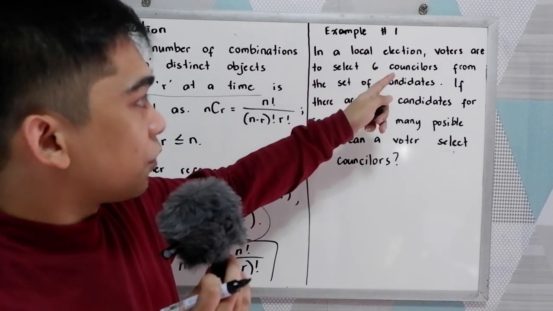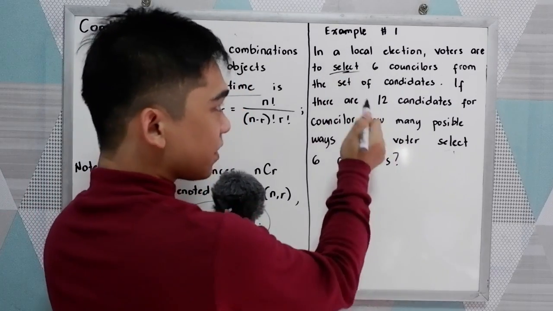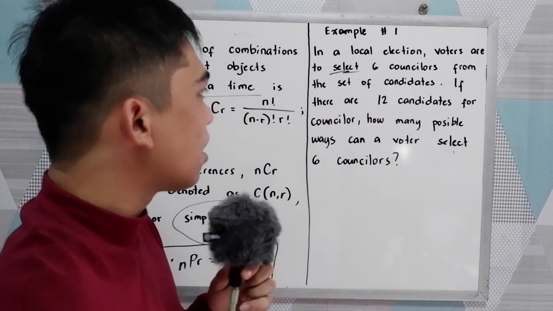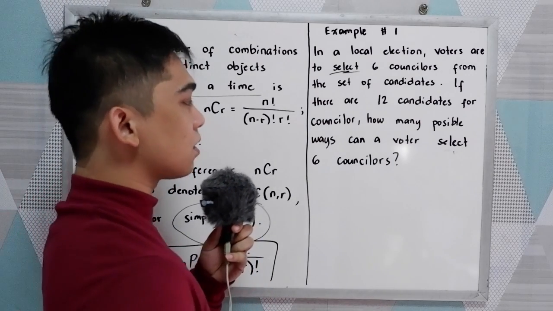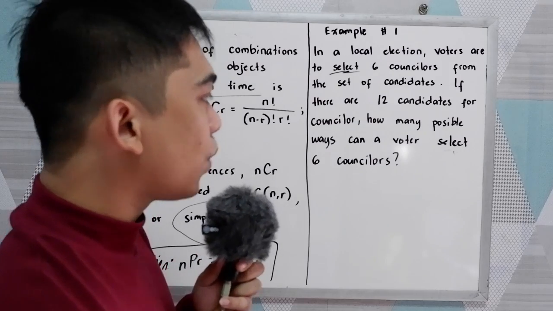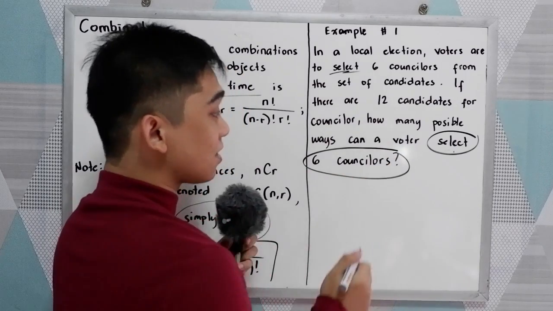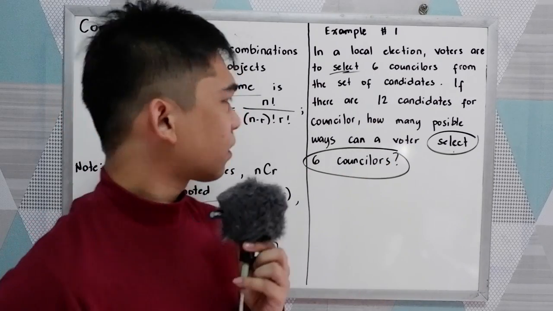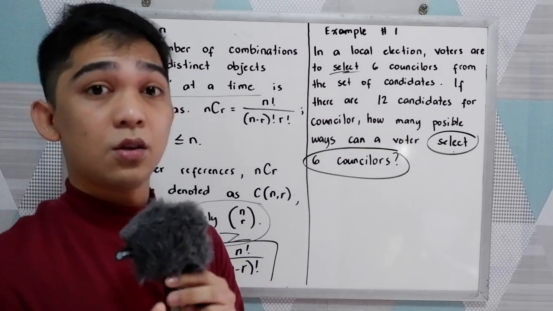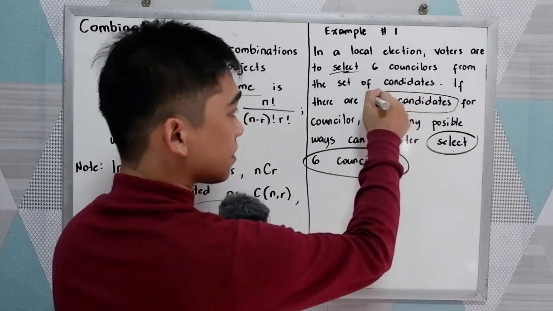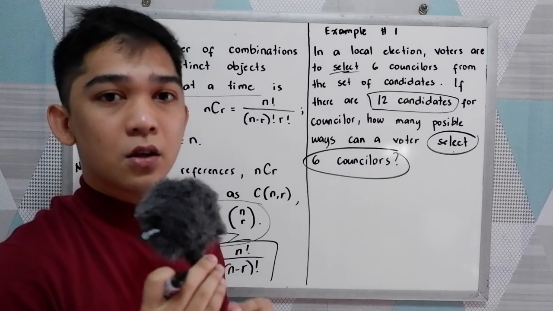In a local election, voters are to select, so this is our keyword, select 6 councilors from the set of candidates. If there are 12 candidates for councilor, how many possible ways can a voter select 6 councilors? So our n here is obviously 12 candidates. Then from that 12, we're going to select 6.